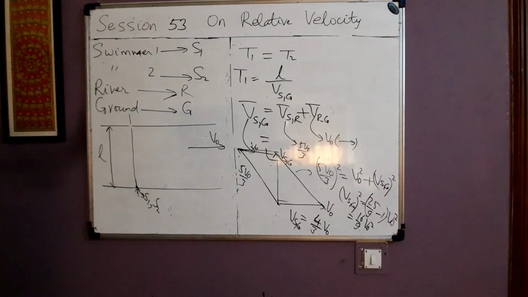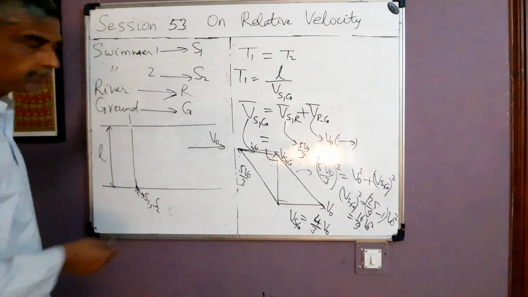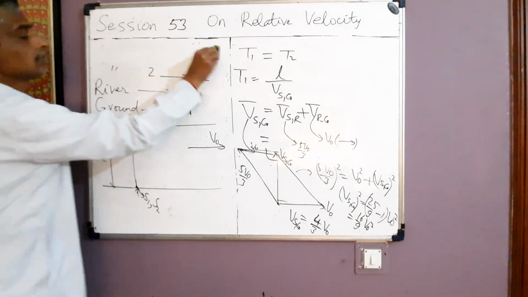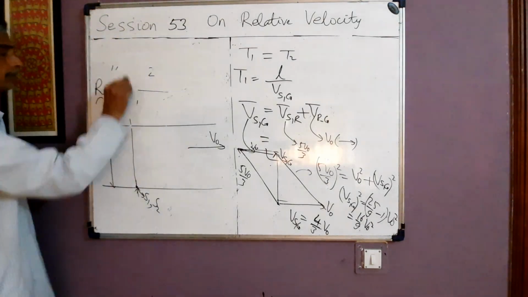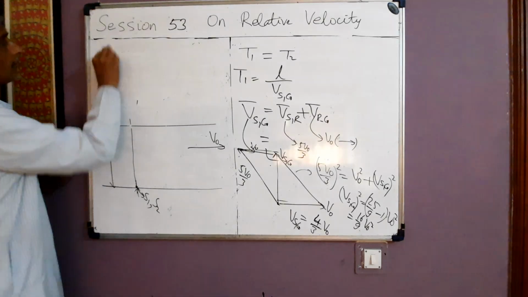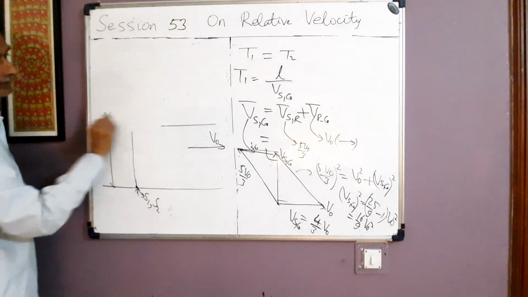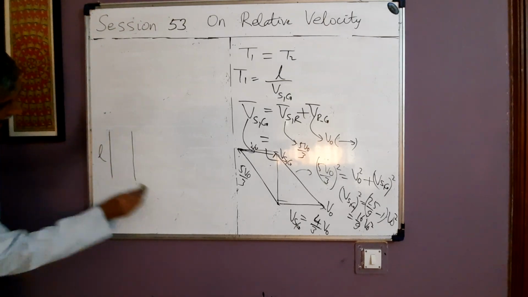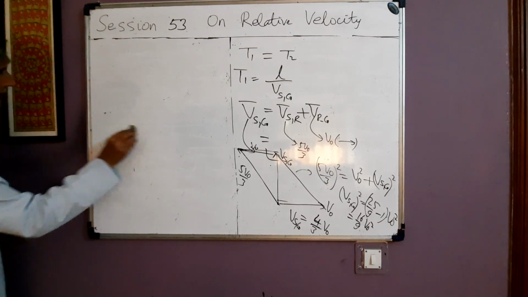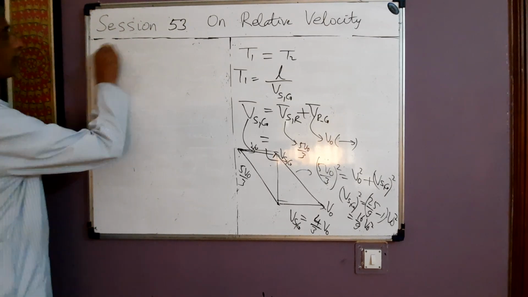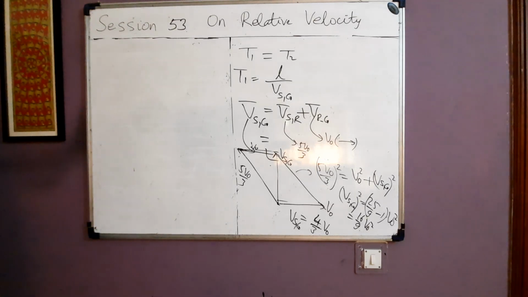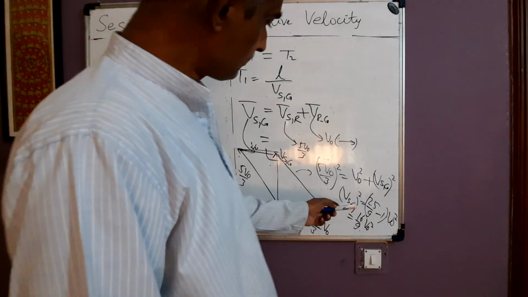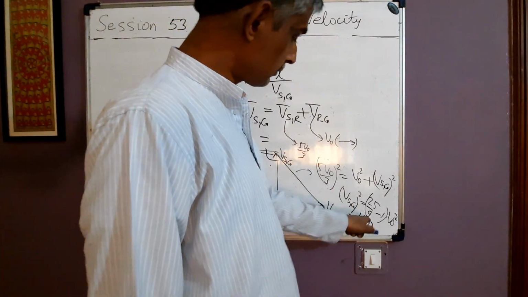Alright. Now this side of it, okay? So Vs1g squared becomes 25 by 9 minus 1, 16 by 9.